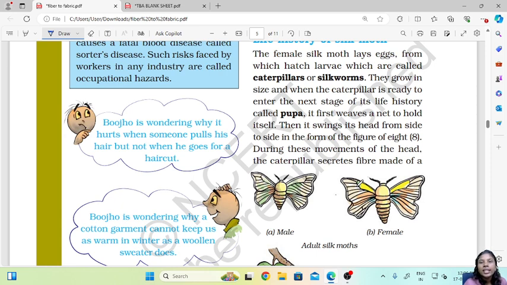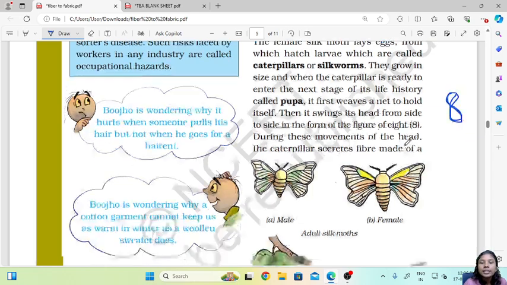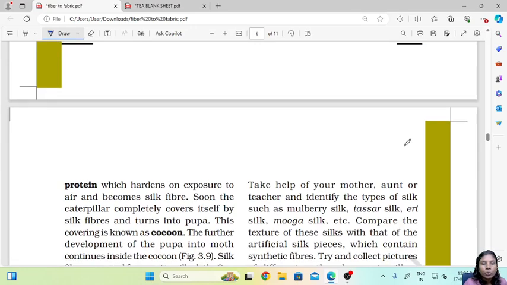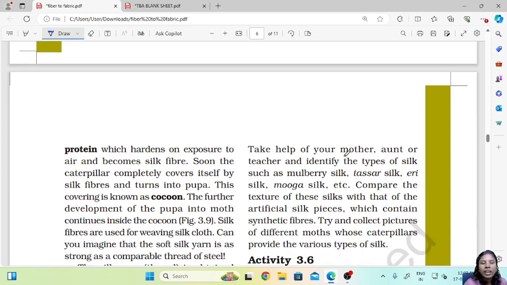Then what they do is that they swing their head from side to side in the form of a figure like 8. They go on doing it in this figure of 8. Now during these movements of the head, the caterpillar secretes fiber made of protein, and this fiber, on exposure to air, starts to harden up, and that becomes the silk fiber.